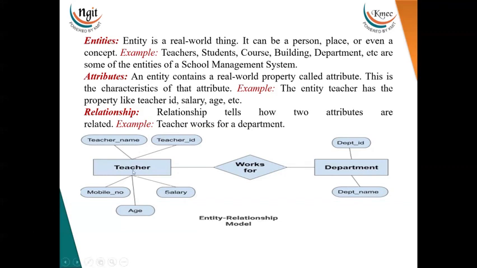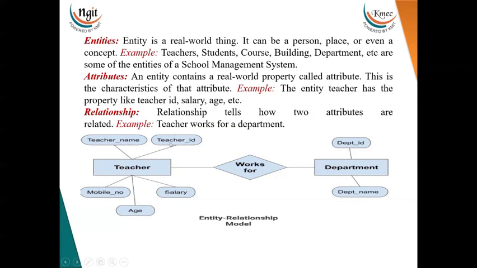Now, a teacher can have much information. Each and every piece of information can be taken as an attribute. So what is an attribute? An attribute is also a real world property which defines the entity. Or we can even say that this is the characteristic of the entity. A teacher is an entity which is always represented in a rectangular shape, and attributes are always represented in an oval shape.